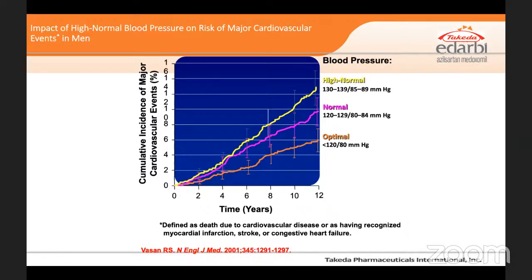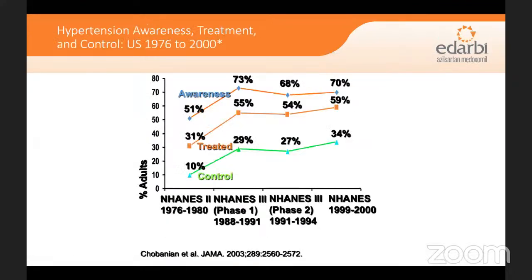Even in that range where we call it the normal range between 120 and 140, even that high normal, compared to the normal and the optimal, there have been differences in the cardiovascular outcome and the cumulative incidence of events. The awareness, however, and the number of people treated and the number of people who actually have controlled blood pressure hasn't been what we were looking for over almost 25 years, from 1976 to the year 2000.